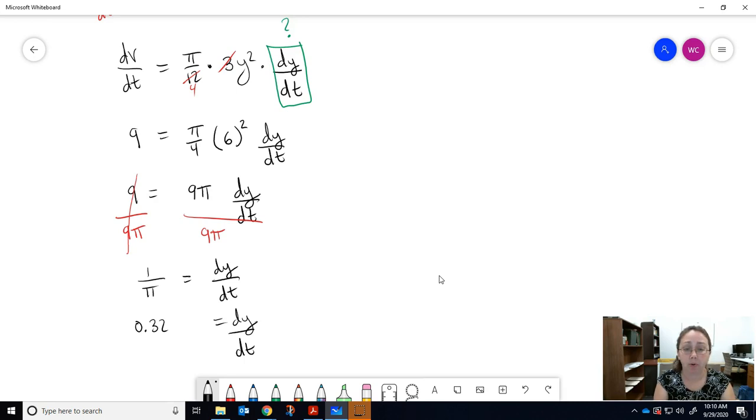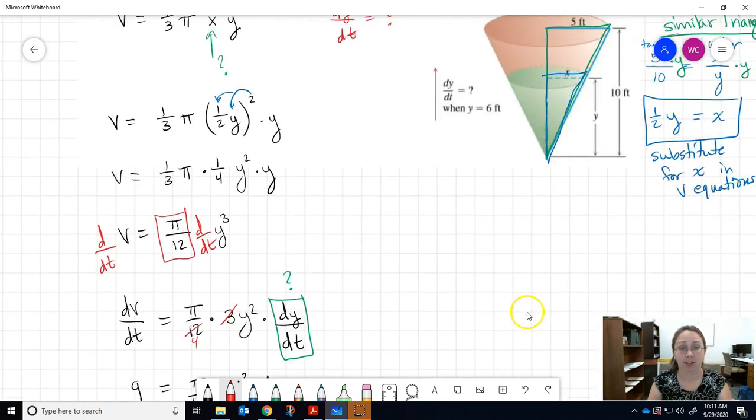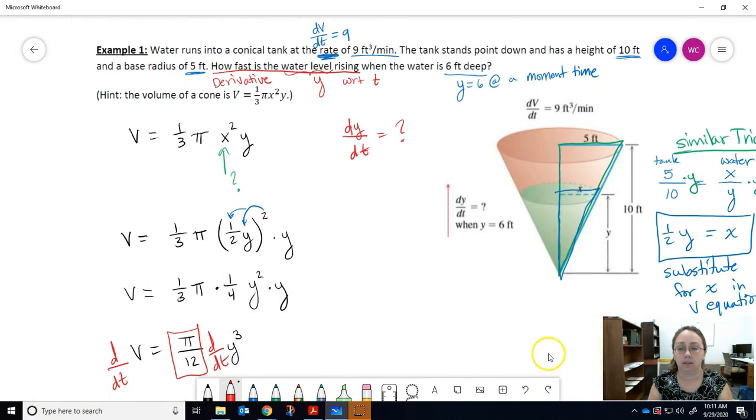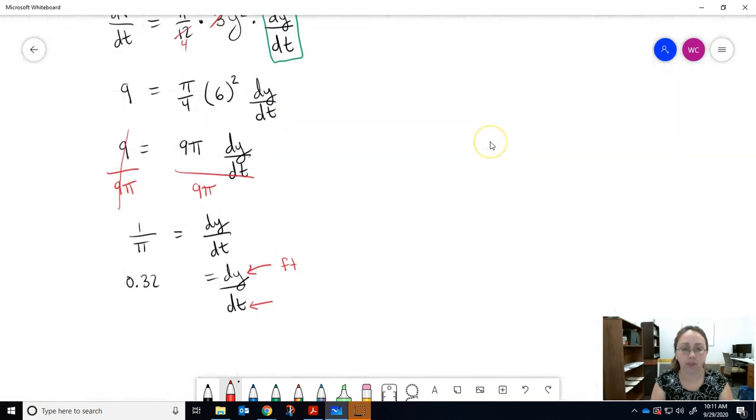To finish off the problem, we would put our units. What are the units for y? The height, those feet. What are the units for time? I don't remember, so I'm going to go back up and look. So units for time is right here, minutes. So feet and minute, we put those together, and those are the units for our answer. So this is saying that the rate of change of the height with respect to time at this particular moment in time is 0.32 feet per minute.